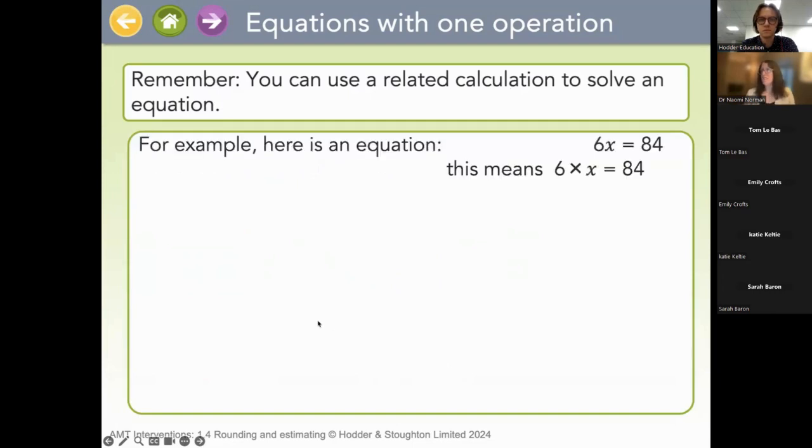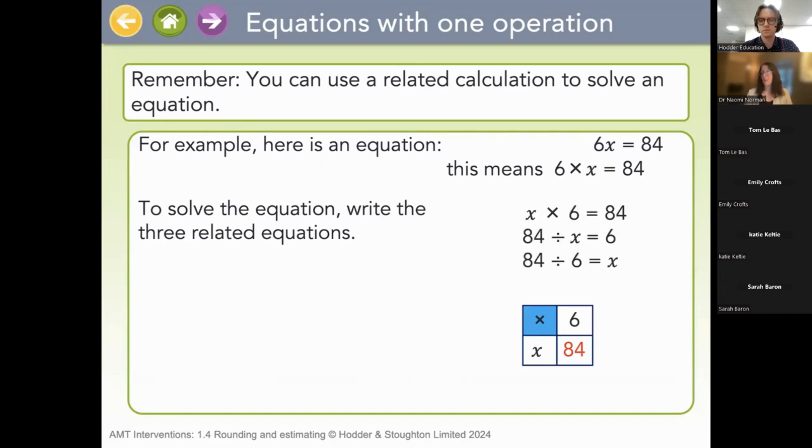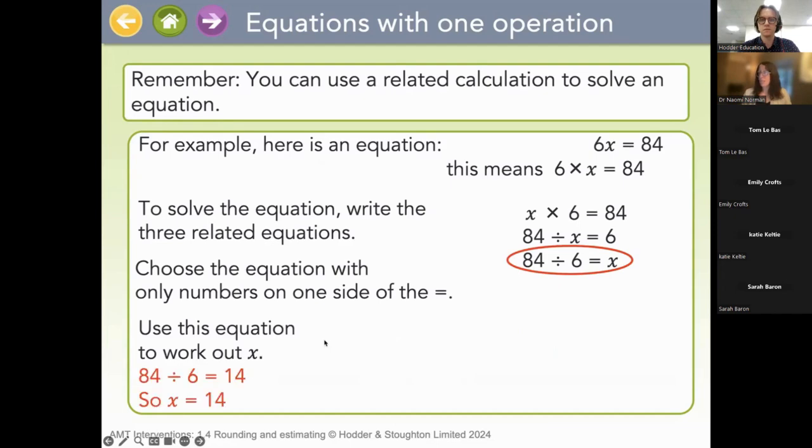Only then are students introduced to the idea of an equation involving multiplication and the use of related equations and the inverse operation of division to solve it. And you can support them with a multiplication grid, just as before. So students should be able to see from the multiplication grid what the 3 related equations are. Just as before, students are asked to choose the related equation with numbers only on one side of the equal sign, so they can find a value of x. And there it is. And this enables them to solve the equation.